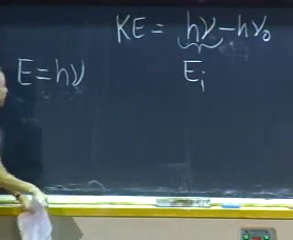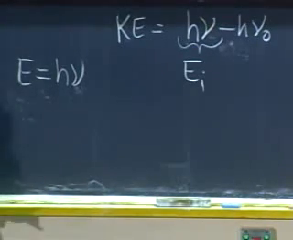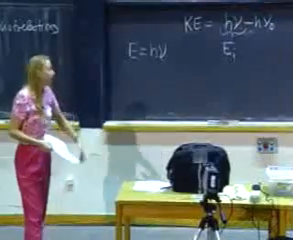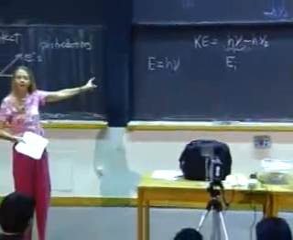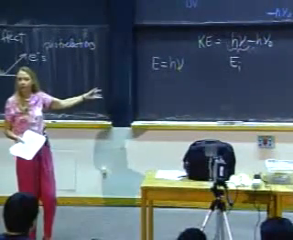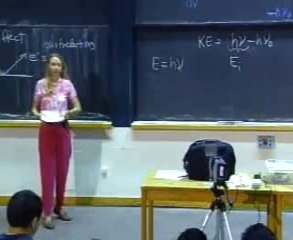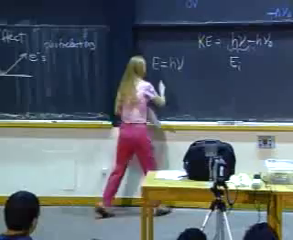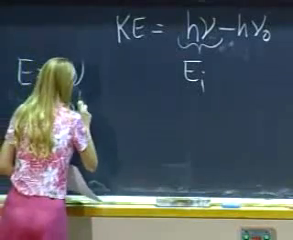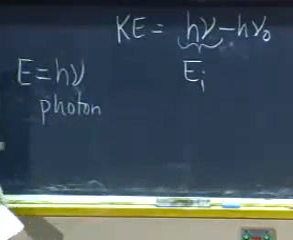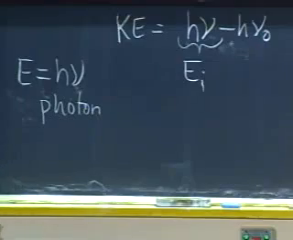All right, so this E equal h times nu here is thought of as a quantum of energy, a particle of energy, a chunk of energy. Later on, it became the photon, right? The energy of a photon.